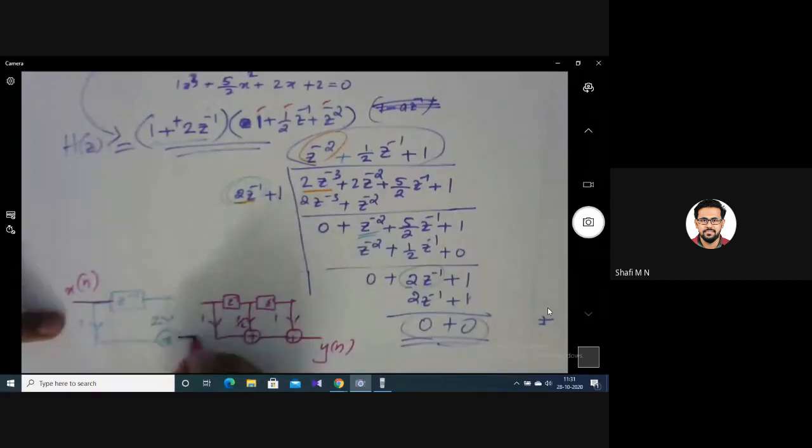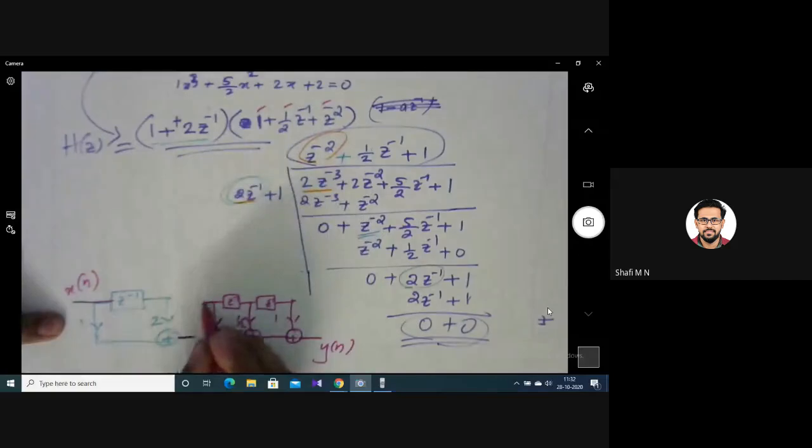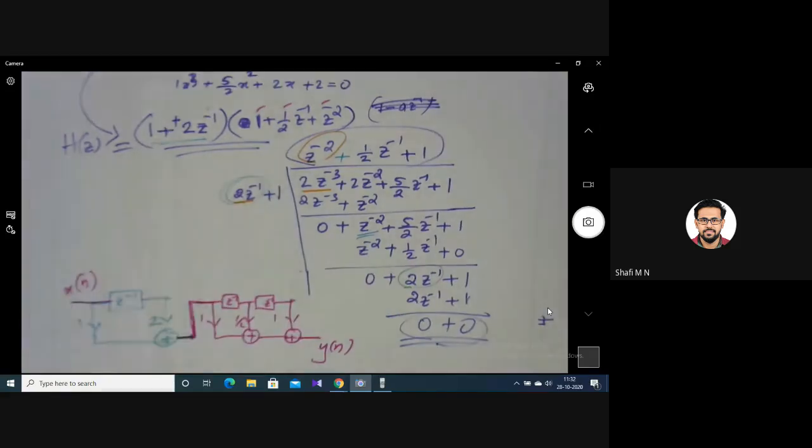Now cascading. The only remaining process is cascading. Multiplication is equal to cascading. So you connect the output of first stage to input of second stage. That's it. So this is the cascaded realized structure. Hope you are fine, right?